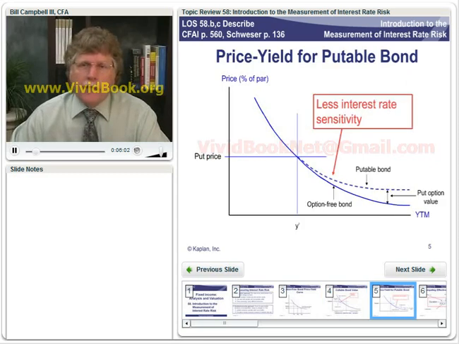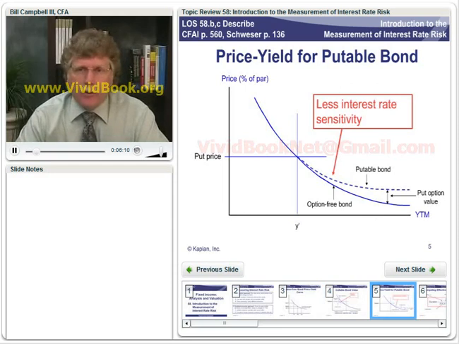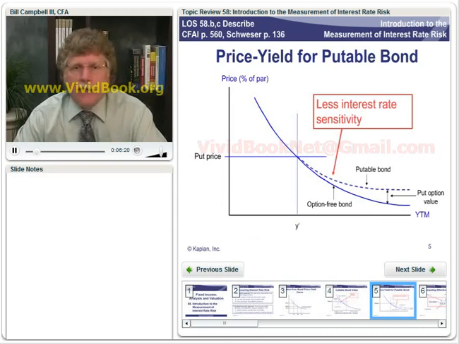Suppose instead of a callable bond, we have a puttable bond. Now we have an option that is owned by the bondholder, by the lender, by the person who owns that bond. And when the put option can be exercised, they can go back to the issuer and demand that the issuer buy the bond back at a particular price. Now usually that price is below par. Usually it's at a discount.